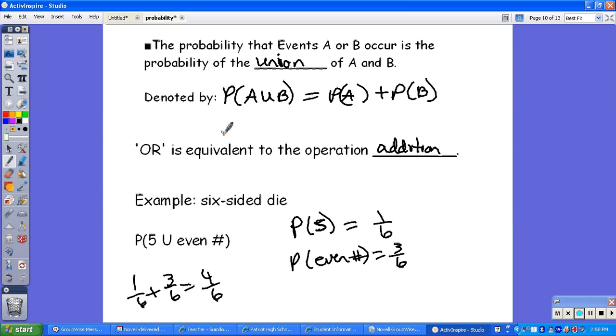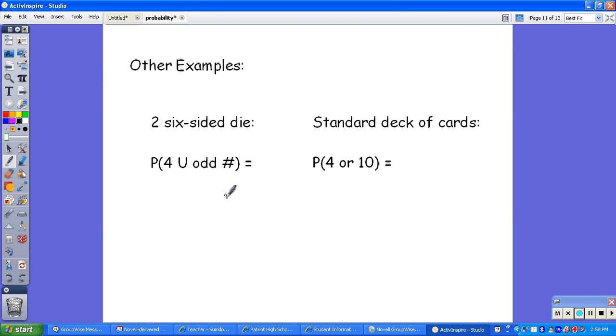All right. Now I have 2 more examples, and so here again is where you're throwing 2 different dice. You throw one and then you throw the other. So the probability of getting a 4 is 1 out of 6, and the probability of getting an odd number is 3 out of 6. And so when you add those together, again, you just happen to get 4 out of 6.